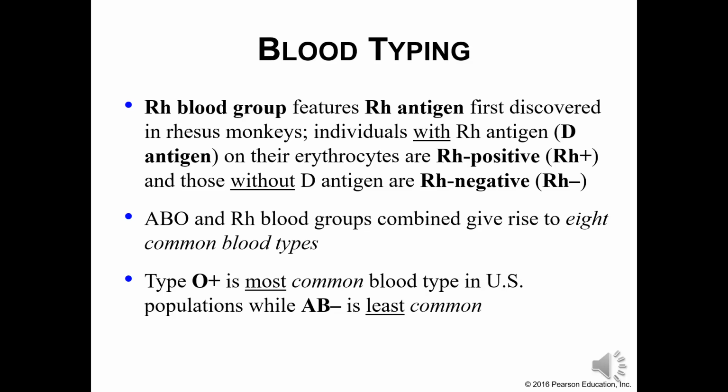The ABO and the RH blood groups combined give rise to 8 common blood types. Type O positive is the most common blood type in the United States. I think it represents about 48%. AB negative is the least common blood type, and it's less than 1%.